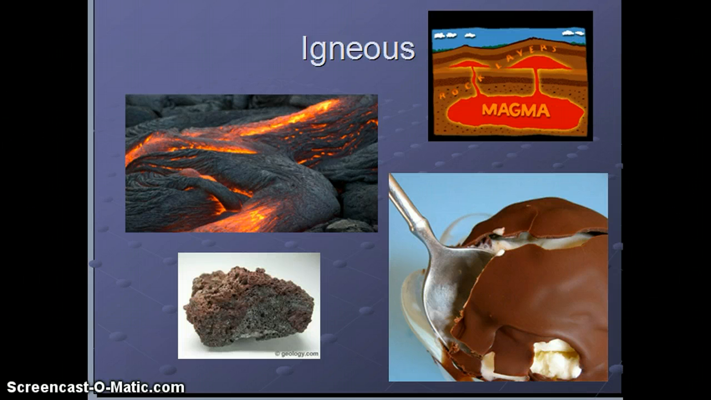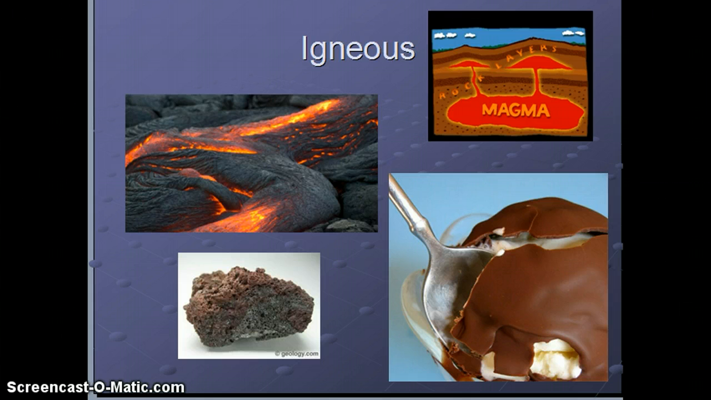We can compare this to heating up a chocolate bar and pouring it over the cool ice cream. The cool ice cream will be representing the Earth's surface. The magma is represented by the heated chocolate. So at one point it's a solid, right? Then you heat it up and it becomes a liquid.